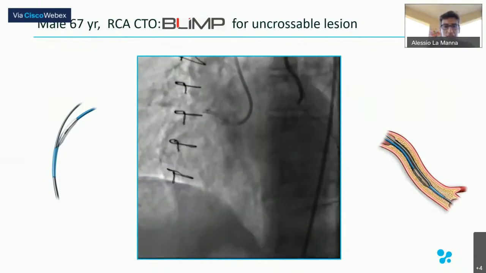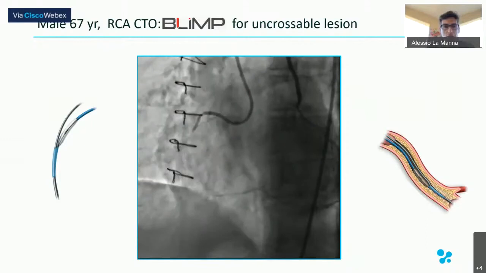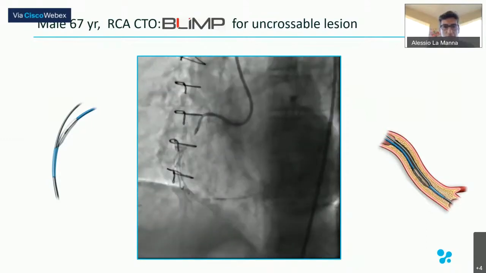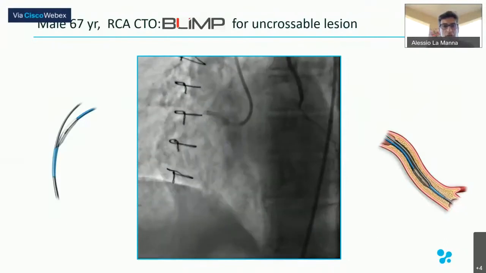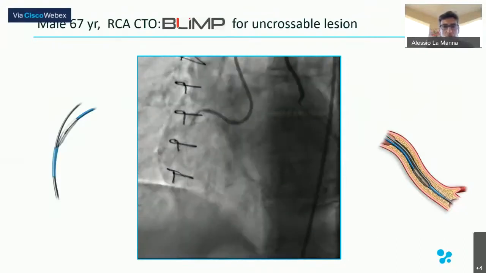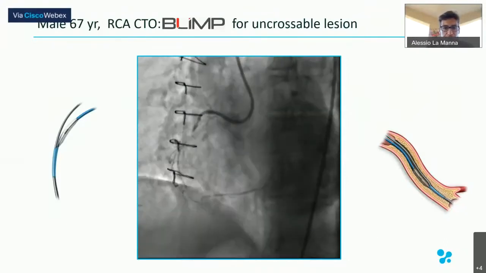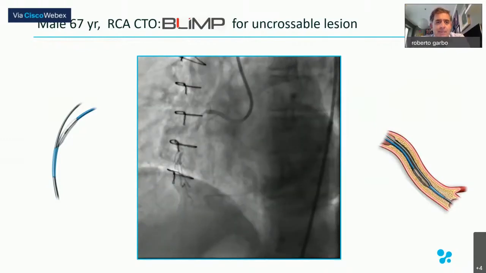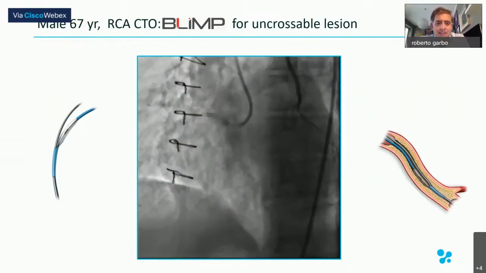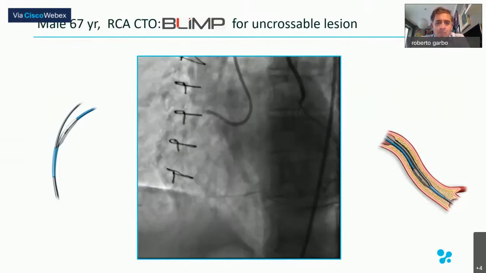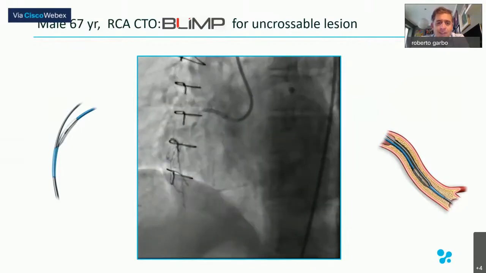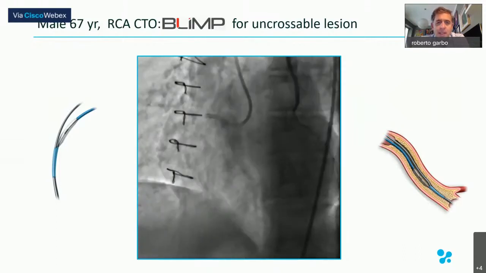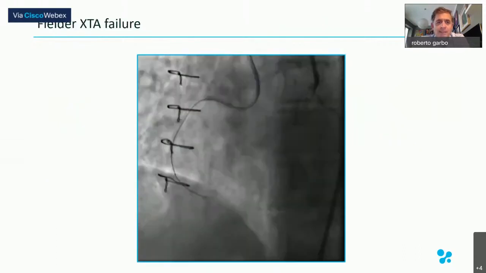So this is a case, I think, one of your cases, Roberto, isn't it? Do you want to comment on your case, Roberto? Yeah, or you can comment together. This is a post-CABG patient. You can see this right coronary artery. We have a double occlusion, proximal and distal, but the problem will be, as you will see, in the distal part. I can show you the case and you can comment.